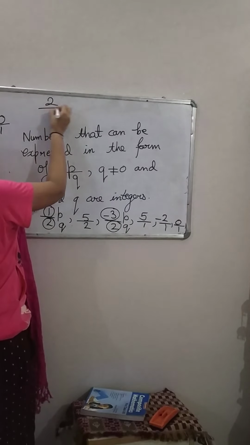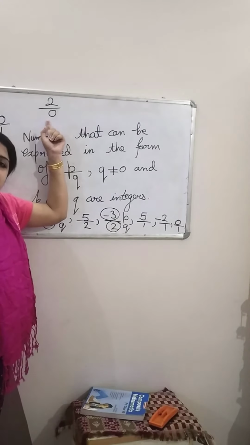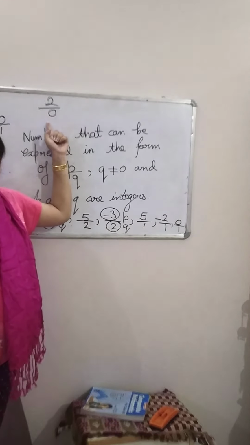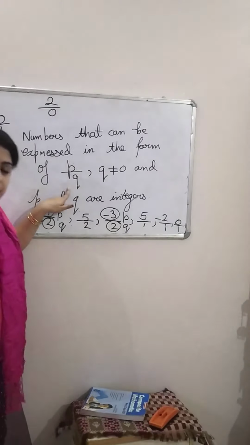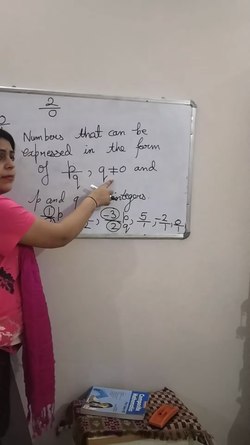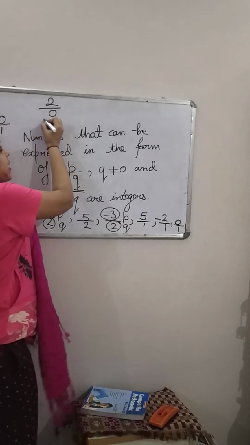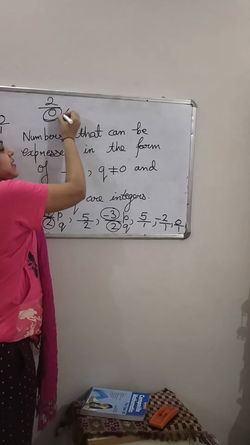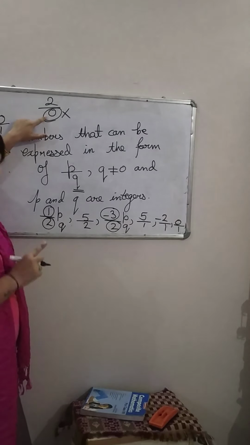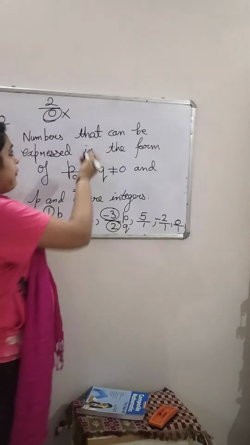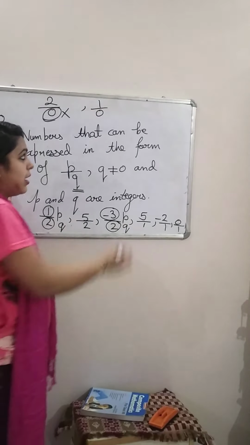is 2 upon 0 a rational number? Will 2 upon 0 become a rational number? No, this won't be a rational number. Why? We have said that the number can be expressed as P upon Q, but Q should not be equal to 0. That means the denominator cannot be 0. Here we have the denominator as 0, so this is not a rational number. If I am talking about 1 upon 0, this is also not a rational number.